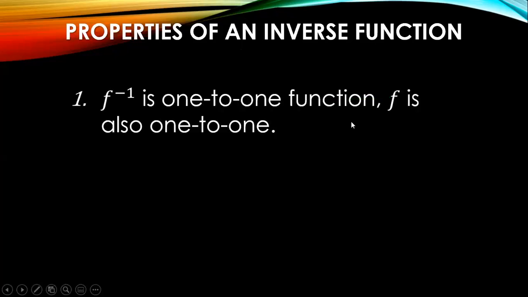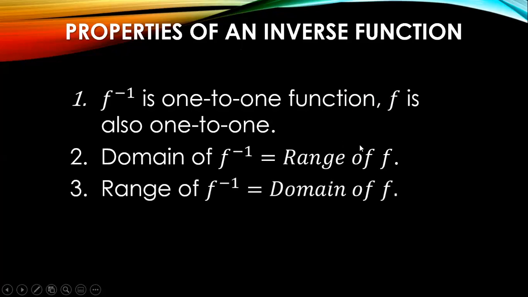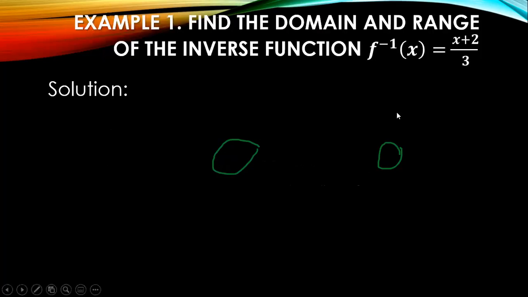Now, we have the properties of an inverse function. F raised to negative 1 is 1 to 1 if f is also 1 to 1. So the domain of f raised to negative 1 is the range of f, and the range of f raised to negative 1 is the domain of f. So f yung original function, f raised to negative 1 yung inverse function. Okay, now let us have an example.